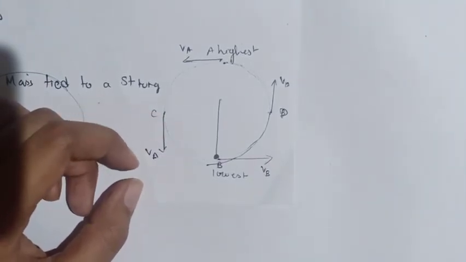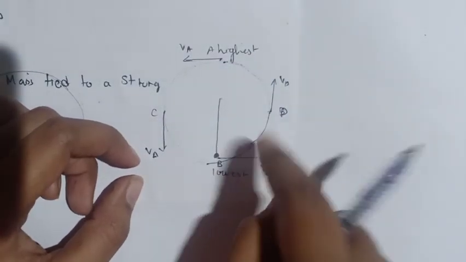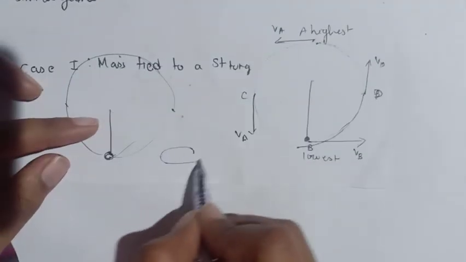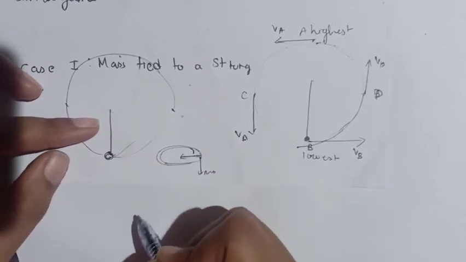In short, when the body is in horizontal circular motion, the weight of the body is perpendicular to the centripetal force. In case of horizontal circular motion, the weight of the body is perpendicular to the centripetal force.